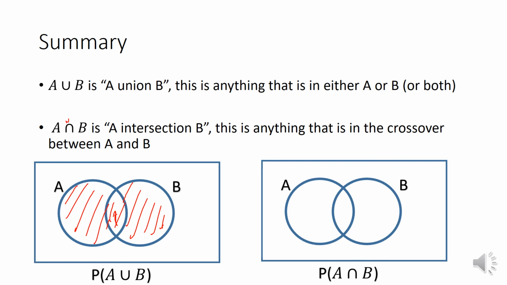A intersection B, so that's anything that is just in the crossover with A and B. So that is this section here. So we've got A union B, which is kind of both shaded, or we've got A intersection B, which is just the section with the crossover bit, the intersection.